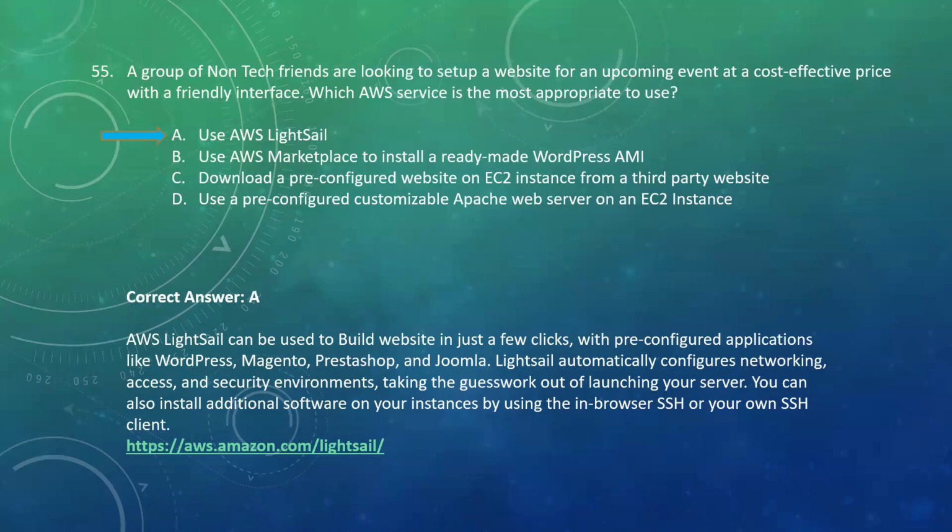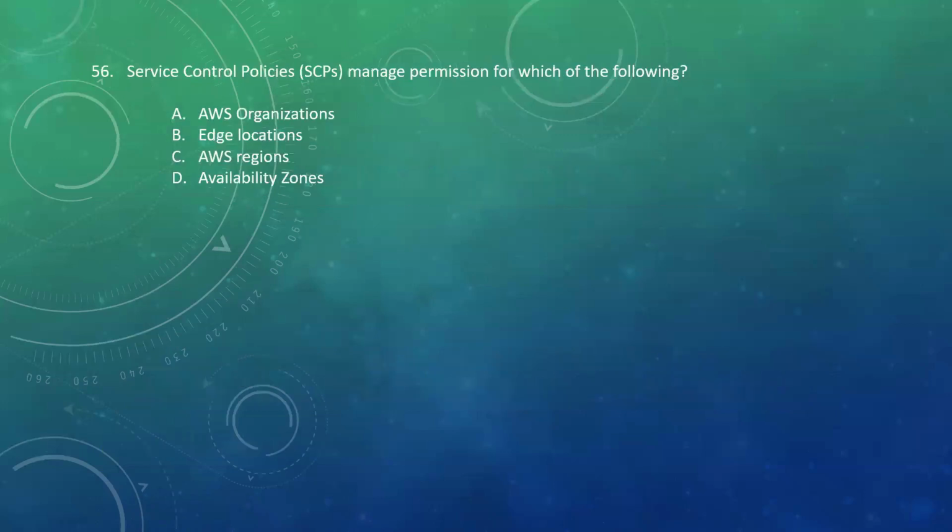Moving on to question number 56. Service control policies, SCPs, manage permission for which of the following? Your options are AWS Organization, edge locations, AWS regions, availability zones.